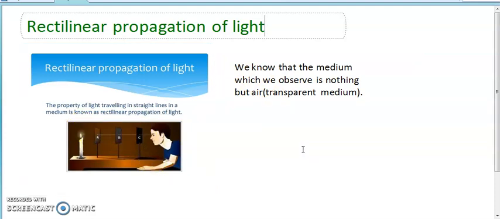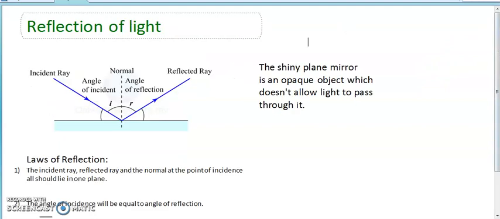This peculiar property of light gives us wonders. Yes, wonders. So, with this propagation of light, we are moving on to know what is the reflection of light. Actually, we need to know refraction, but before that, we need to have a good idea of reflection of light also. Yes, of course.